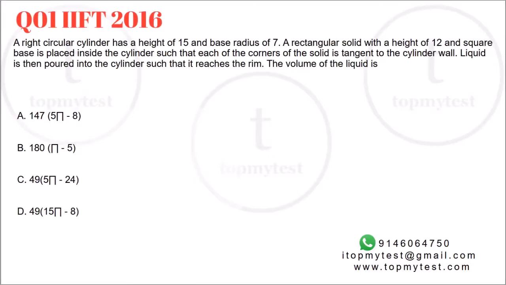The first question is from IFT 2016. A right circular cylinder has a height of 15 and base radius of 7. A rectangular solid with a height of 12 and square base is placed inside the cylinder such that each of the corners of the solid is tangent to the cylinder wall. The liquid is then poured into the cylinder such that it reaches the rim. Find the volume of the liquid.